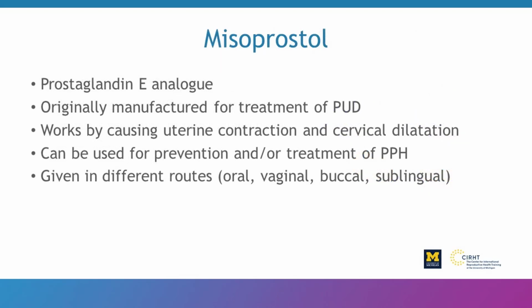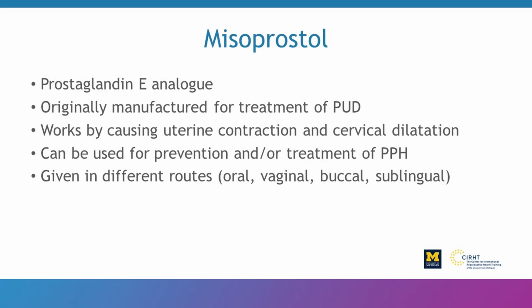The other drug that we use commonly is misoprostol. It is a prostaglandin E analog, and originally this drug was meant for treatment of peptic ulcer disease. So we are using the side effect for abortion purposes. It causes uterine contraction and cervical dilatation. Misoprostol is also used for other purposes in gynecology and obstetrics, like ripening of the cervix, pregnancy termination in the second trimester, and prevention and treatment of postpartum hemorrhage.